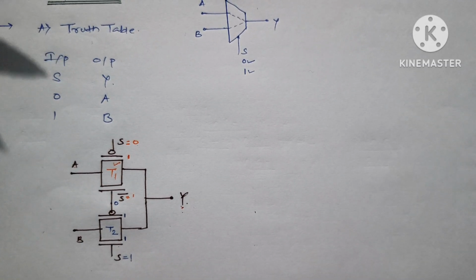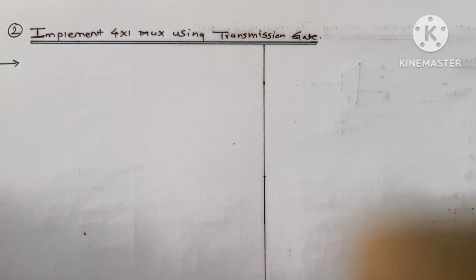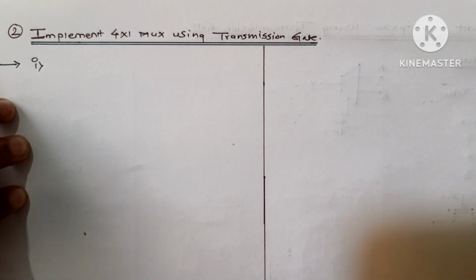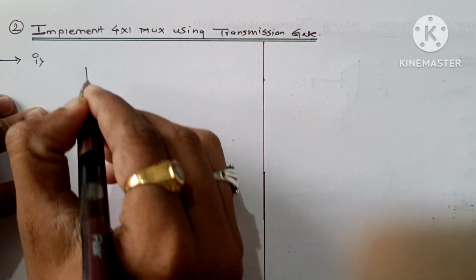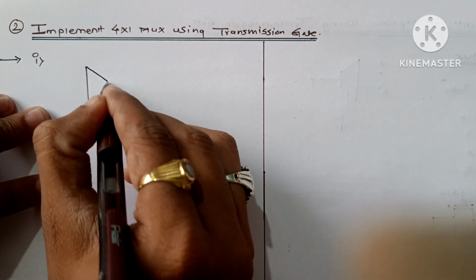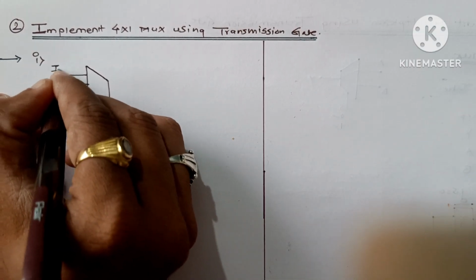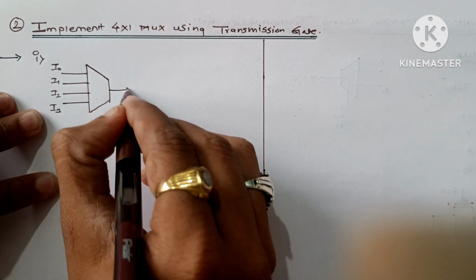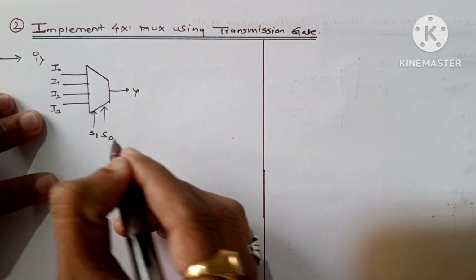Now we'll use the same for implementation of 4 by 1 mux. Let us see how to implement 4 by 1 mux using the transmission gate. First of all we'll draw its diagram that indicates the number of inputs and select lines. As you know, for 4:1 mux we need 4 inputs, 2 select lines and a single output. So let's draw 4 inputs I0, I1, I2, I3, a single output Y, and 2 select lines, namely S1 and S0.